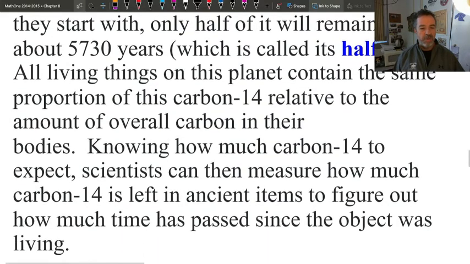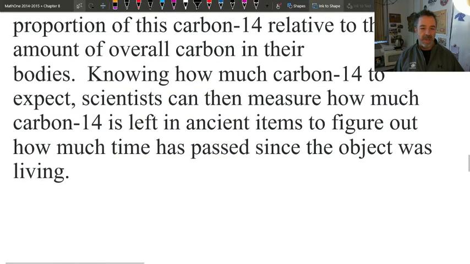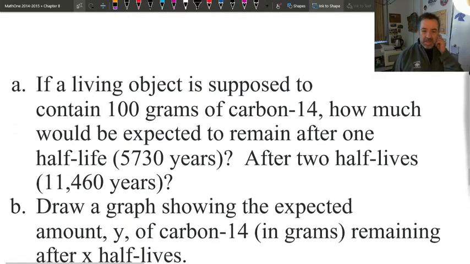So knowing how much carbon-14 to expect, scientists can then measure how much carbon-14 is left in ancient items to figure out how much time has passed since the object was living. If a living object is supposed to contain 100 grams of carbon-14, and that's based on a couple of things, right? What's its size, and what proportion do we expect of carbon-14 to comprise that? So we're simplifying this a lot. We're just saying, suppose it's supposed to contain 100 grams of carbon-14. How much could be expected to remain after one half-life?